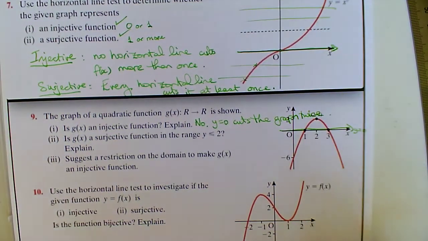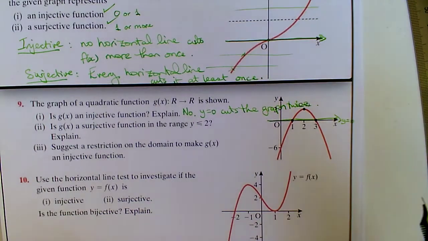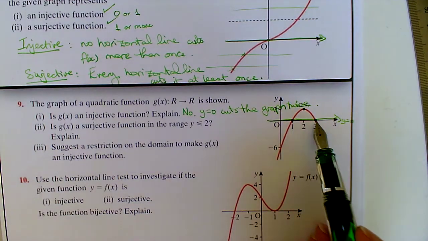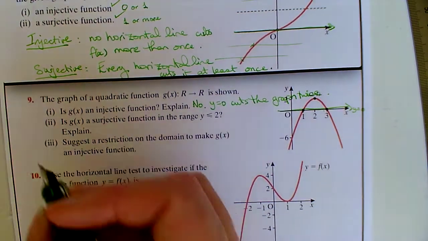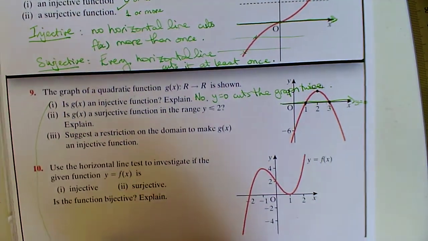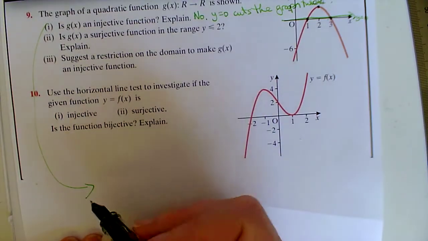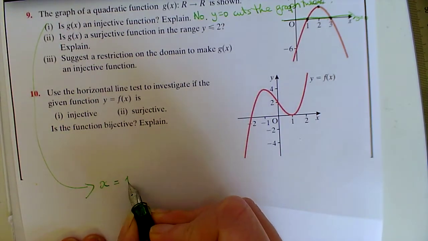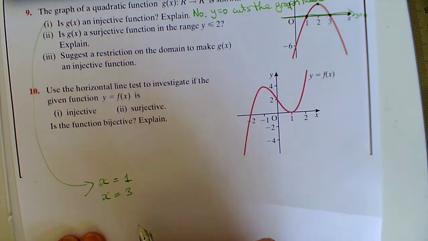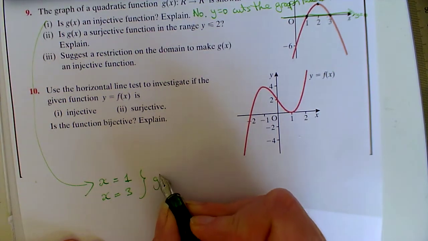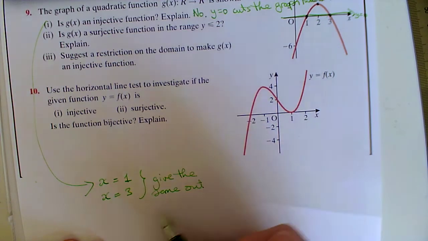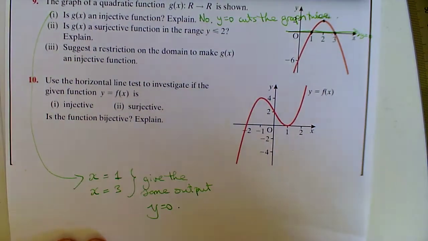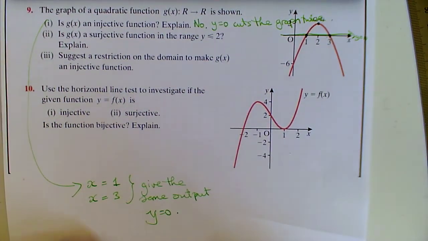Why does that make it not injective? Well, it means that there are two different inputs, two different x values that will give you the same output. Okay, that's what this means. When x is equal to 1 or when x is equal to 3, both of those give the same output. And there are other values that this is true for as well. They both give the same output of y equal to 0. The roots are the easiest ones to look at.